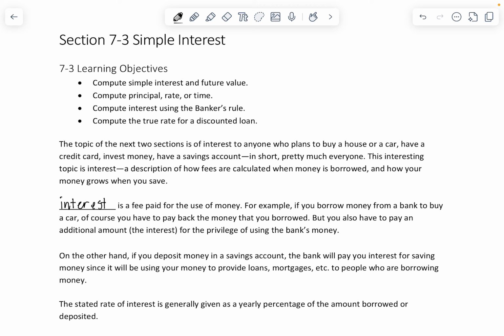On the other hand, if you deposit money in a savings account, the bank will pay you interest for saving money, since it will be using your money to provide loans, mortgages, etc. to people who are borrowing money. The stated rate of interest is generally given as a yearly percentage of the amount borrowed or deposited.